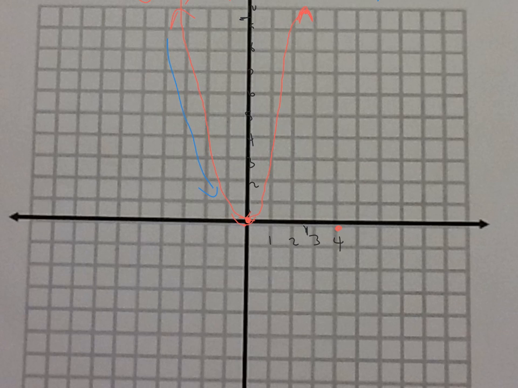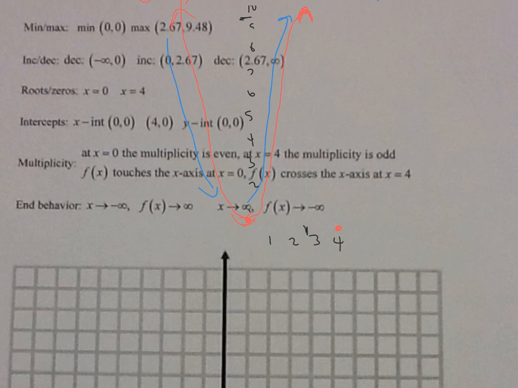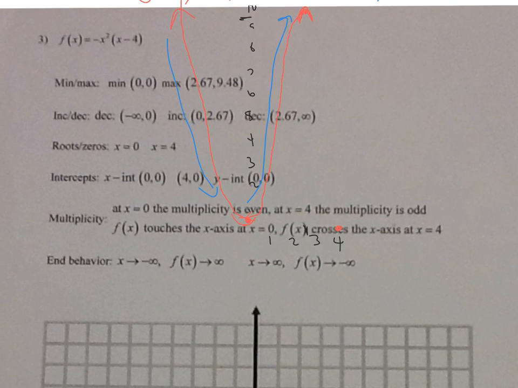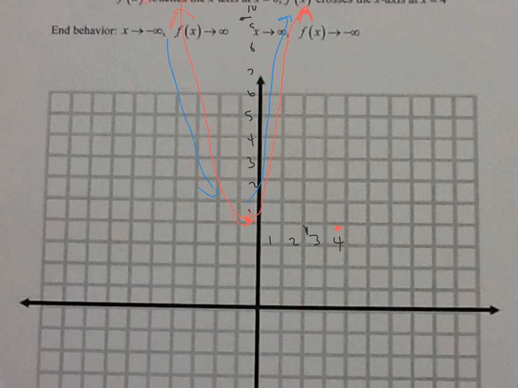So I'm increasing there. See, I'm going up, increasing. And now the last thing is, since I'm at my max, I should be coming down. I should be decreasing. Yes, notice here I'm decreasing from 2.67 to infinity. I am decreasing.